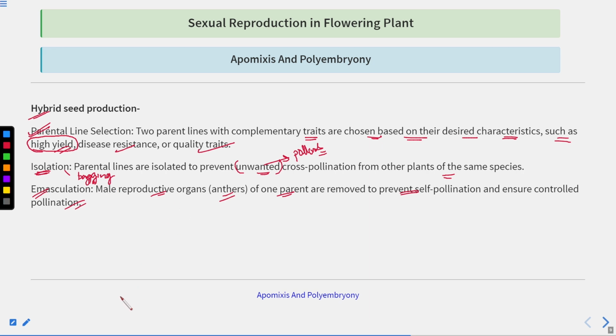Now next is the emasculation, which means removal of the anther. Removal of the anthers is known as emasculation, and this will prevent the self-pollination. This is usually done in the bisexual flowers. Emasculation is done, but in unisexual flowers there is no need of emasculation. We can just pollinate them with the pollens of the desired plant, and then we can bag it. So in bisexual flowers, emasculation can be done.